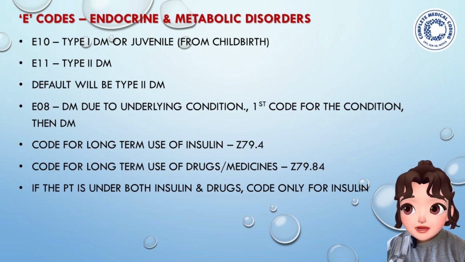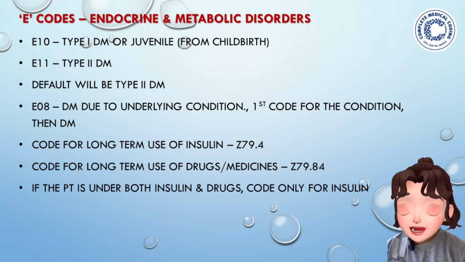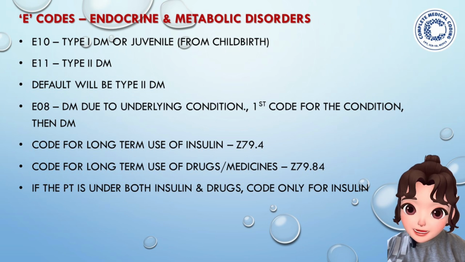E10 is type 1 DM, juvenile DM. Now, E08, DM due to underlying condition. First code for the condition, then DM. E08 means DM due to underlying condition. It means the diabetes due to some condition. So always first code for that condition followed by the diabetic code.